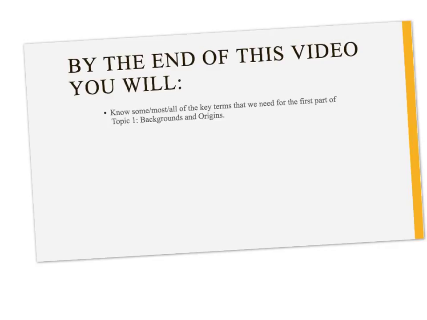By the end of this video, you will have learnt some of the key terms that we need for the first part of Topic 1. Topic 1 is called Backgrounds and Origins. It's the first chapter in your OCR download, but it's a huge topic, so we're just going to focus on the first section of that topic for now, and that is the bit on the historical and geographical background. We'll come back to the religious background later on, so just focus on historical and geographical background when you're doing your reading later on.